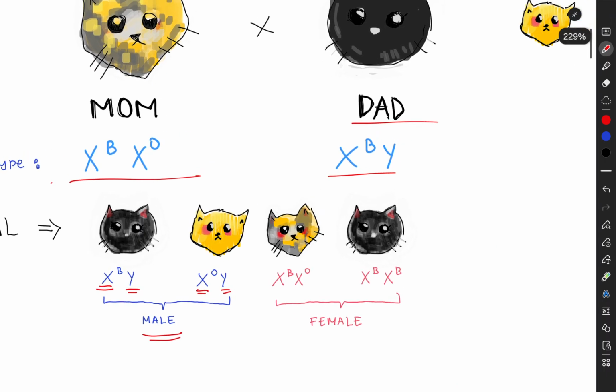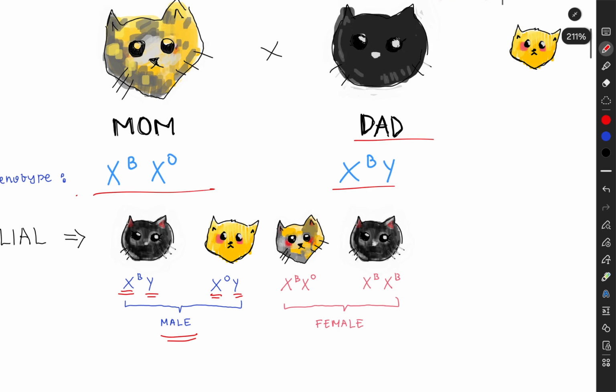Meanwhile, the female also has two possibilities, which is the XBXO tortoiseshell cat. So it received the XO chromosome from its mom and the XB chromosome from its dad. And there is also another possibility, which is a black cat, which receives the XB chromosome from its dad and the XB chromosome from its mom.